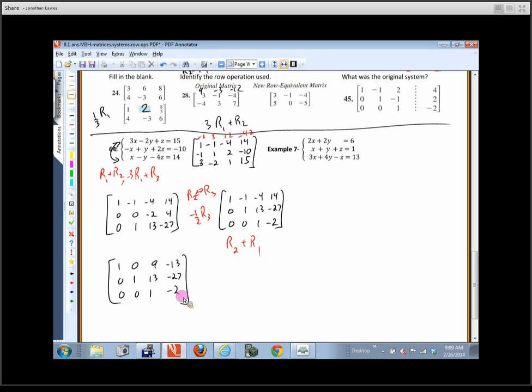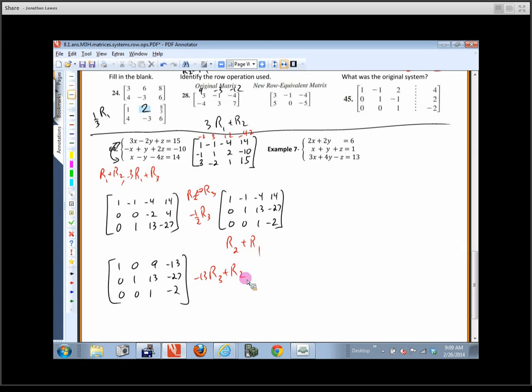So of the 9 goals, I've got 1, 2, 3, 4, 5, 6, 7. I've got 7 of them taken care of. The only thing I need to do is just get rid of those right there. So I'm going to do that by taking row 3 and multiplying it by negative 13 and adding it to row 2.